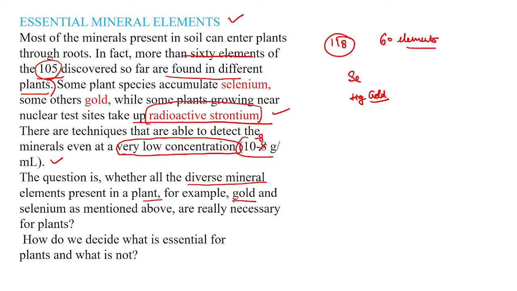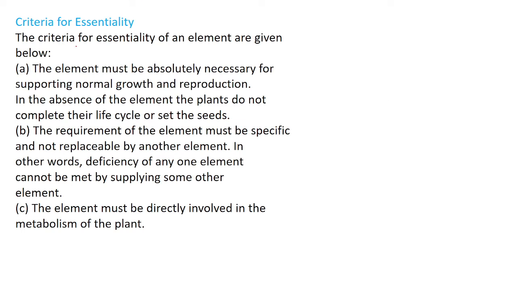Now we will see what the criteria are, how we will decide whether a mineral is essential for the plant or not. Here are 3 criteria that will tell whether the given mineral is essential. First, the element must be absolutely necessary for supporting normal growth and reproduction. That means the mineral is helping in the normal growth and reproduction of the plant. If the element is not there, the plant will not complete its life cycle.